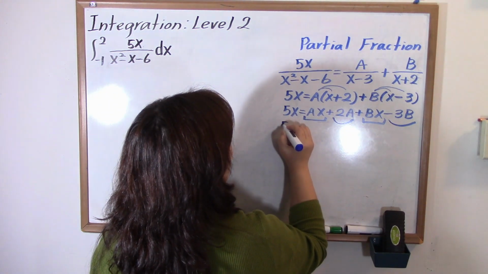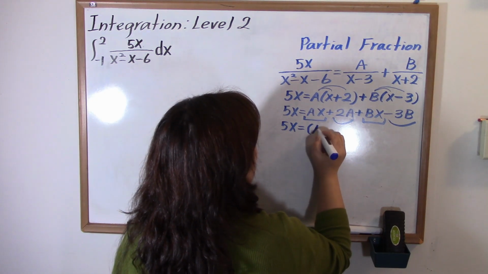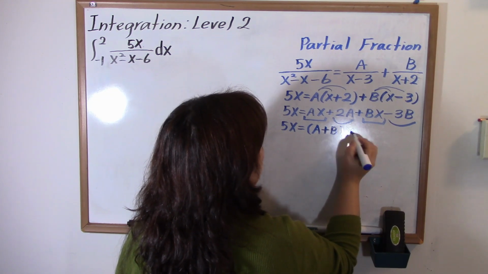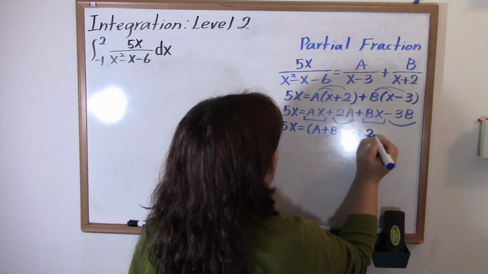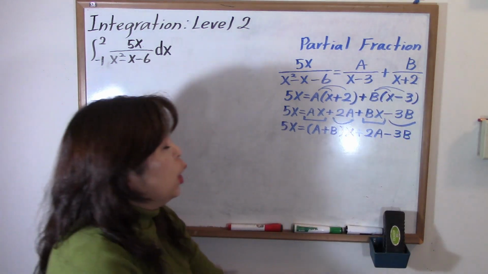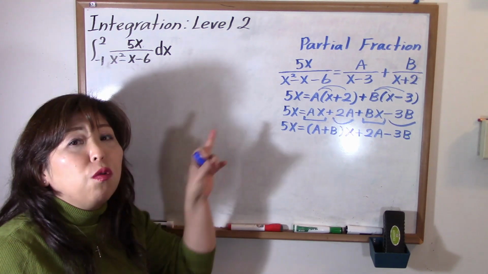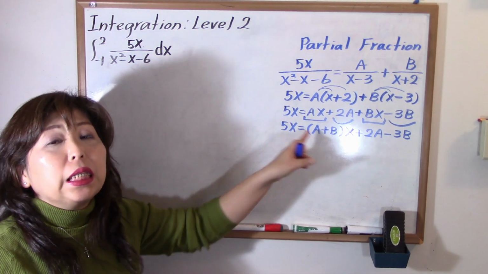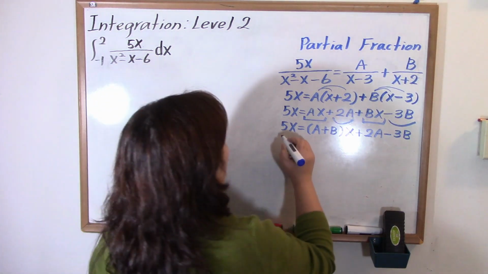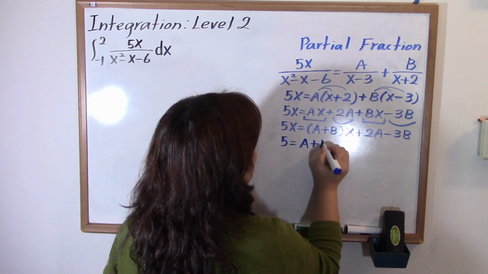So let's see. 5x is equal to parentheses A plus B times x plus 2A minus 3B. So, the value of A plus B should be equal to 5, because of the variable x and x here. Okay, so 5 is equal to A plus B.